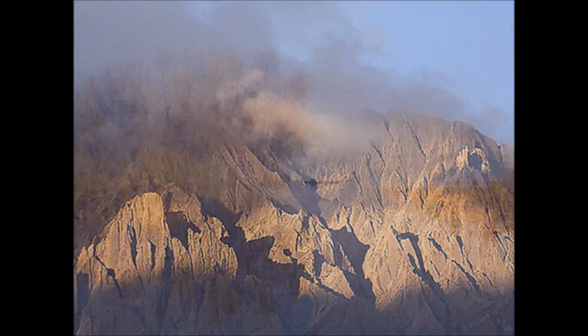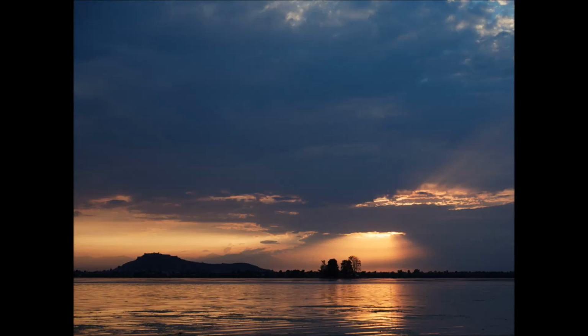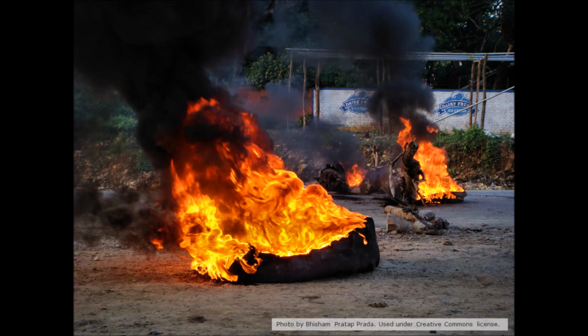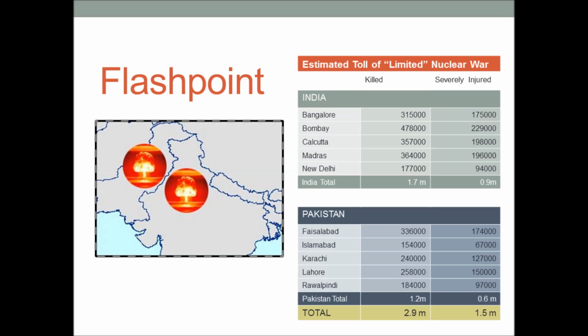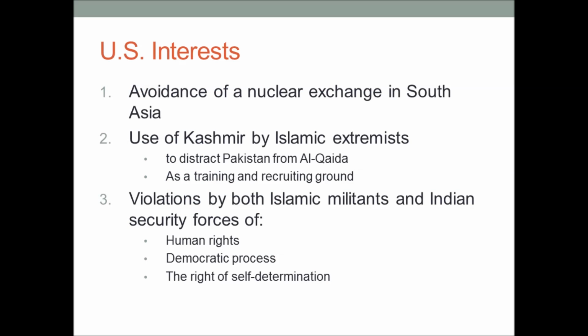So to begin with, I had a kind of a hook. I showed that the Kashmir was once seen as a kind of paradise on earth, that it's no longer a paradise, it suffers human rights violations, and that it is a military flashpoint, and that it is a potential nuclear flashpoint. I then lay out my client's particular interests. What is it that my client wants through its policy implementations in this area? And I lay out three basic interests: avoidance of a nuclear exchange, reduction of the use of Kashmir by Islamic extremists, and reduction in violations of human rights by both Islamic militants and Indian security forces.